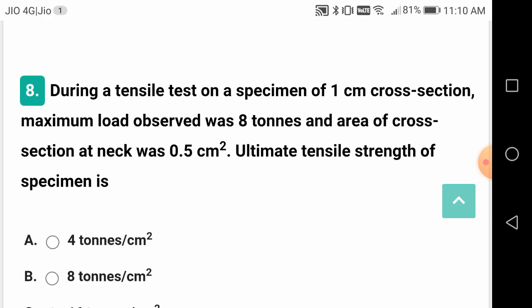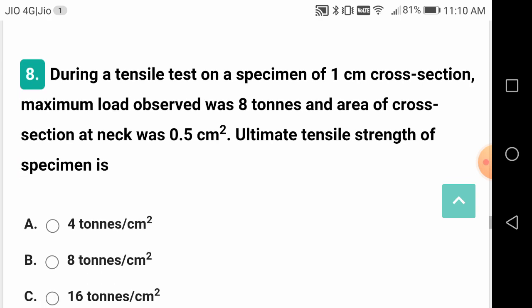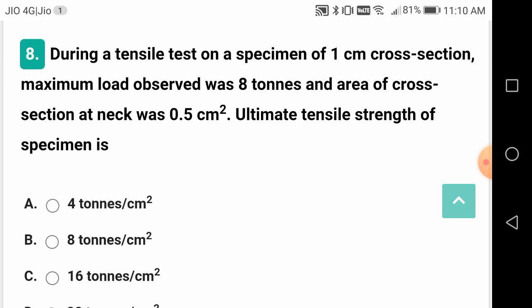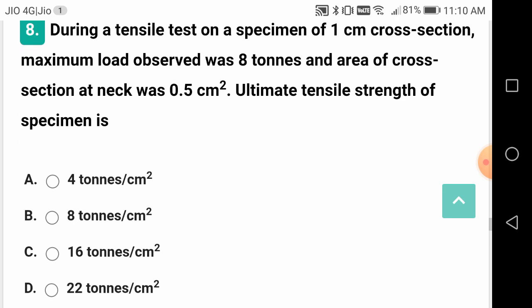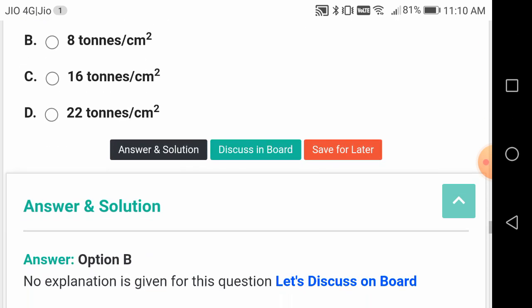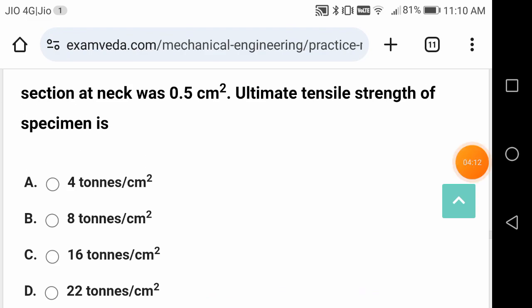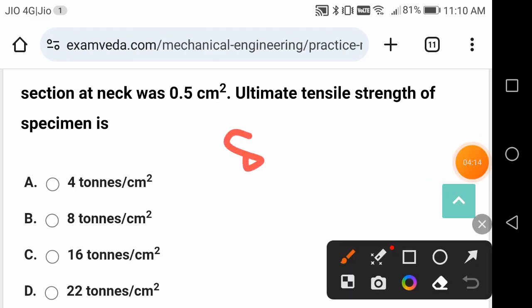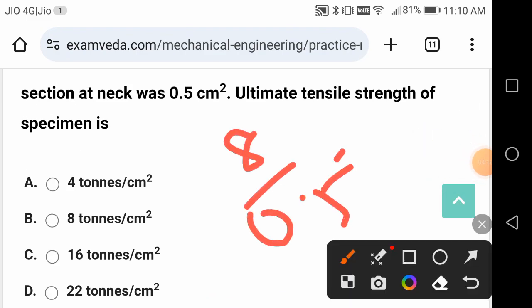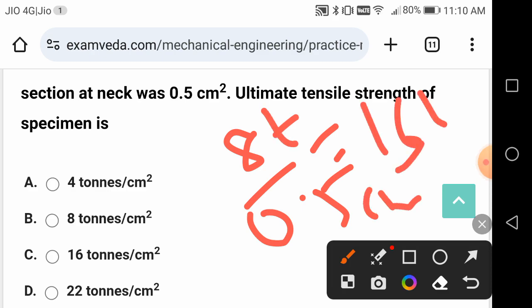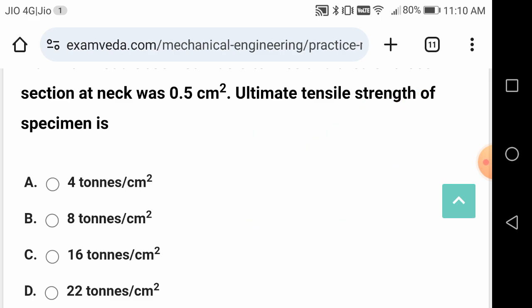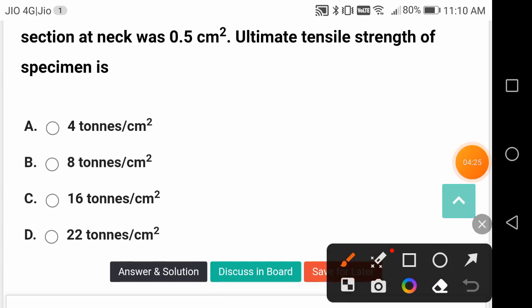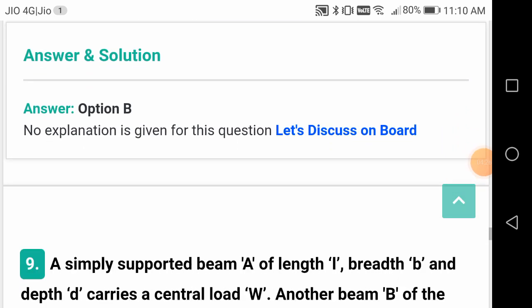During a tensile test on specimen of 1 centimeter cross section, maximum load observed was 8 tons and area of cross section at neck was 0.5 centimeter square. Ultimate tensile stress is equal to 8 by 0.5. Yes or no? Load by area, so that is nothing but 8 by 0.5. So it is going to be 16. This is in ton, this is in centimeter square, so ton per centimeter square. The correct answer is 16 ton per centimeter square.